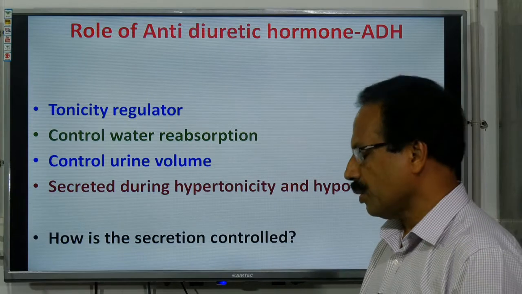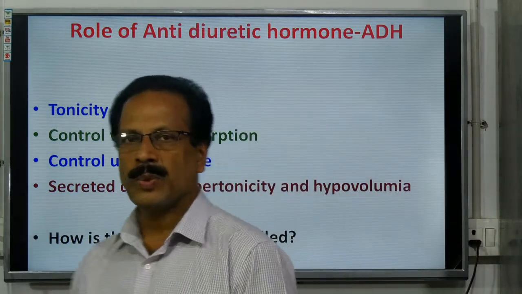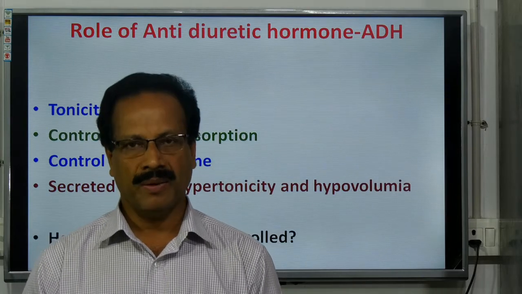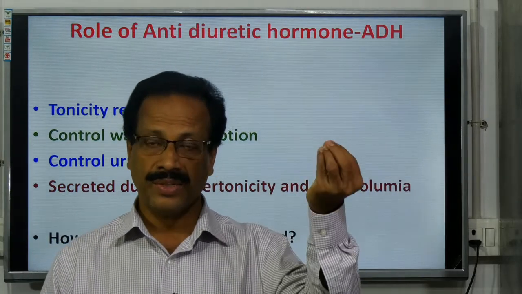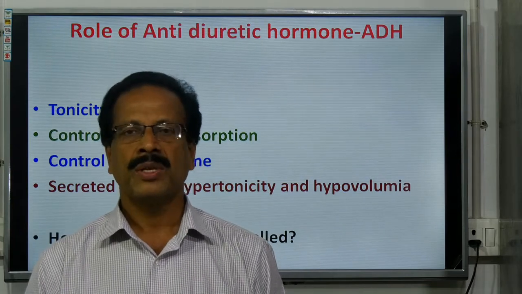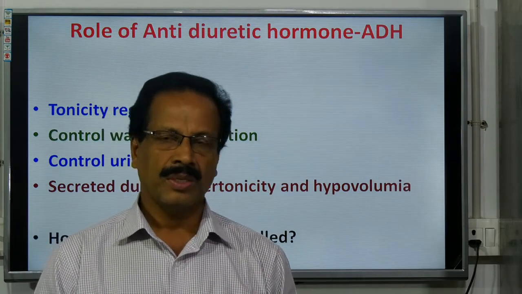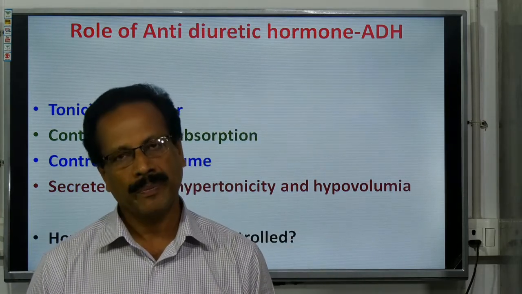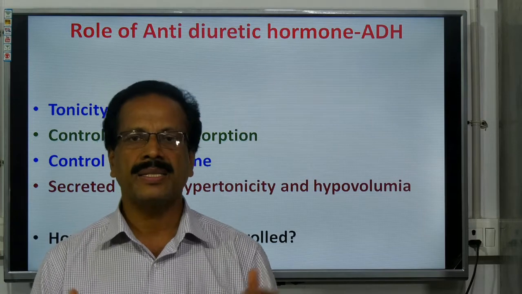So, antidiuretic hormone is released in response to hypertonicity as well as hypovolemia, when the blood tonicity is increased or blood volume is decreased. When the blood volume is decreased, the blood pressure decreases. These two conditions cause the release of antidiuretic hormone. So, how is this release controlled?